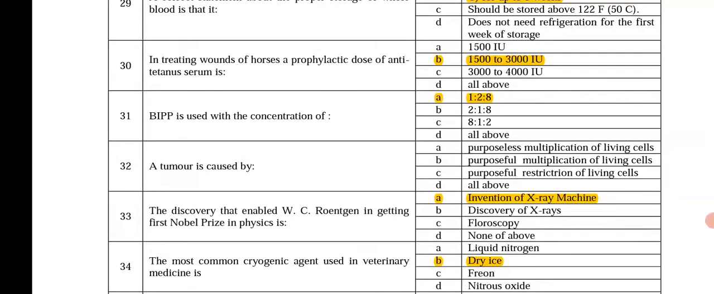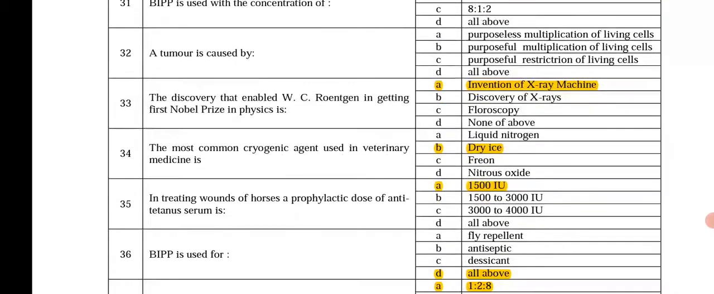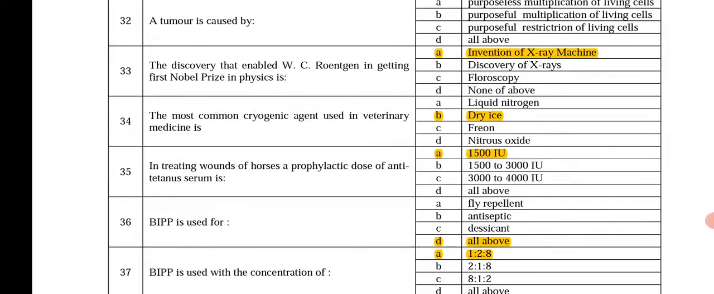A tumor is caused by... The discovery that enabled W.C. Röntgen in getting first Nobel Prize in Physics is invention of X-ray machine. The most common cryogenic agent used in veterinary medicine is dry ice. In treating wounds of horses, a prophylactic dose of anti-tetanus serum is 1500 international unit.